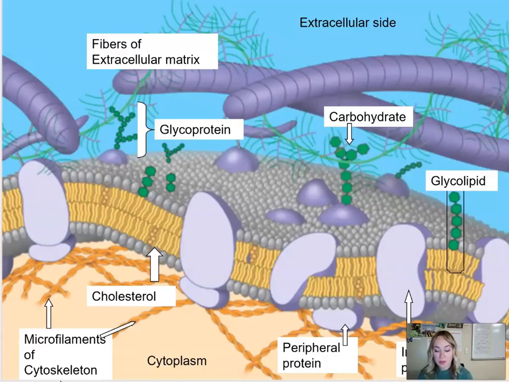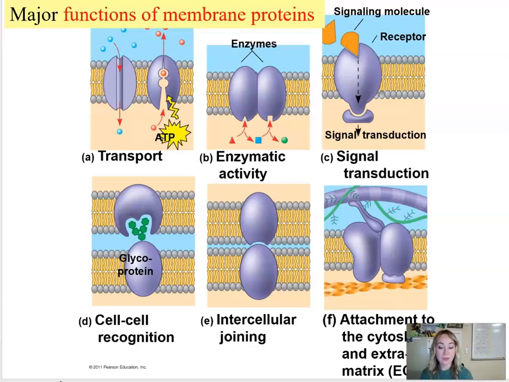Now this is a cartoon drawing of a membrane. Spend some time here, make sure that you understand the structures. Now some of the functions of membrane proteins are as follows. Number 1 is transport. As you can see, molecules are going to be moving from one side of the membrane to the other, and some of the transport is going to be passive, some of it's going to be active using ATP.